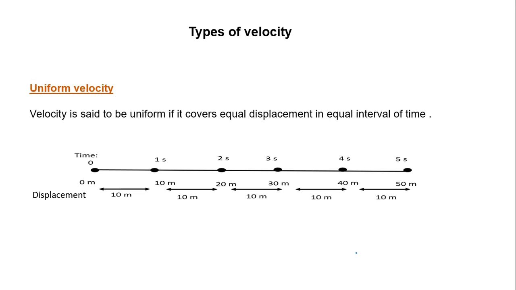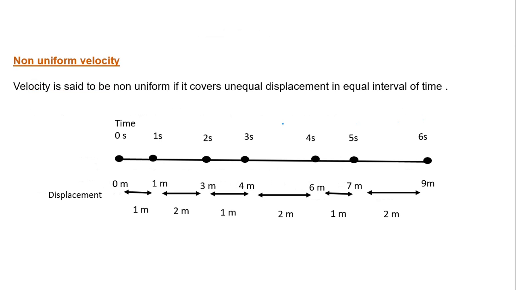Types of velocity. Uniform velocity. So here, in case of uniform velocity, in equal interval of time, the displacement is equal. So velocity is said to be uniform if it covers equal displacement in equal interval of time. Non-uniform velocity. In this case, the displacement is unequal in equal interval of time. Velocity is said to be non-uniform if it covers unequal displacement in equal interval of time.